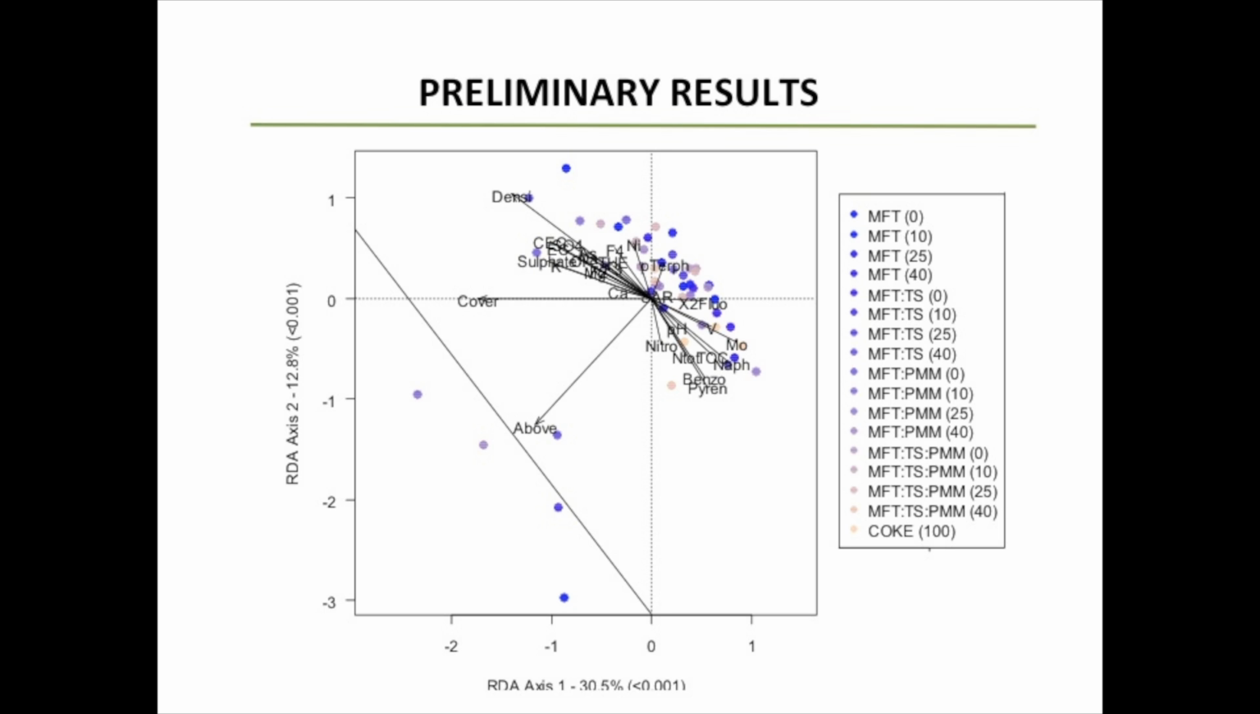So the treatments in here, we are going from MFT 100%, that is the blue one, and coke, that is this one. So in the middle we have all the mixes, but mostly what this analysis says is the relationship between the response variables and the parameters here with the angles.